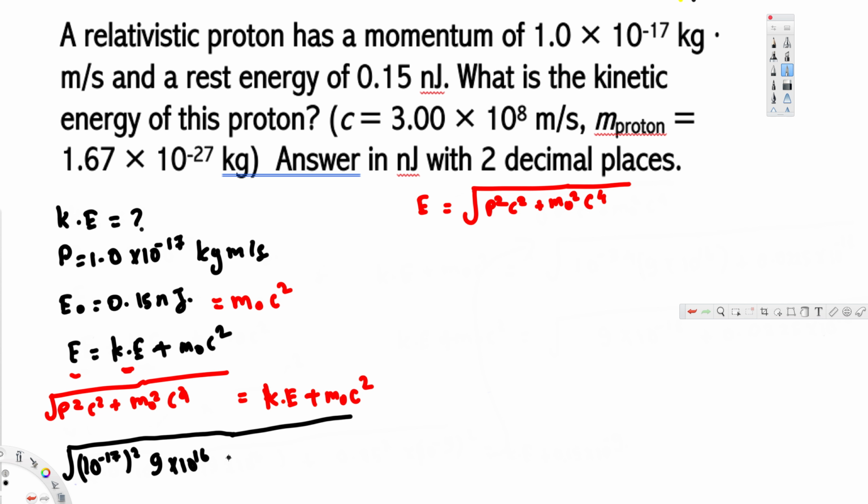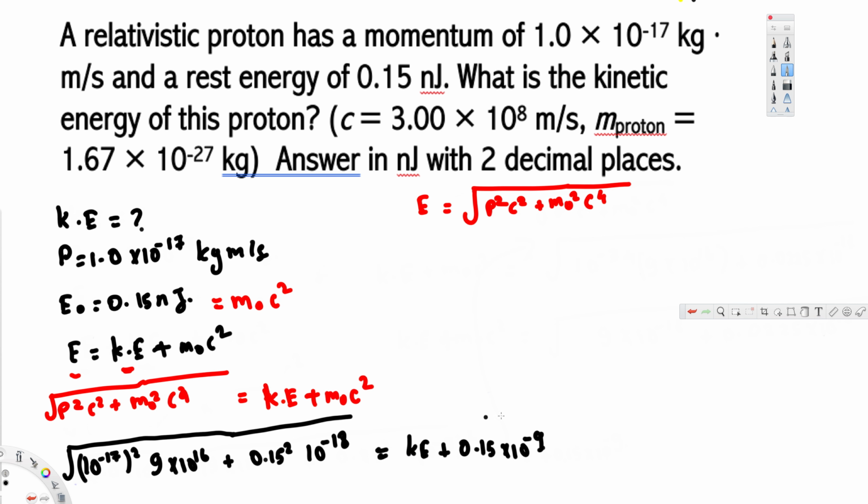And on the other side we are going to have m naught square c power 4, that's going to be the square of this one, 0.15 square, and then 10 to the power of minus 9 square, that's going to be just 10 to the power of minus 18. And that's it for this side. Now let's look at the other side. On the other side we have kinetic energy and m naught c square. Instead of m naught c square, we can directly put this 0.15. So this is going to be 0.15 times 10 to the power of minus 9.